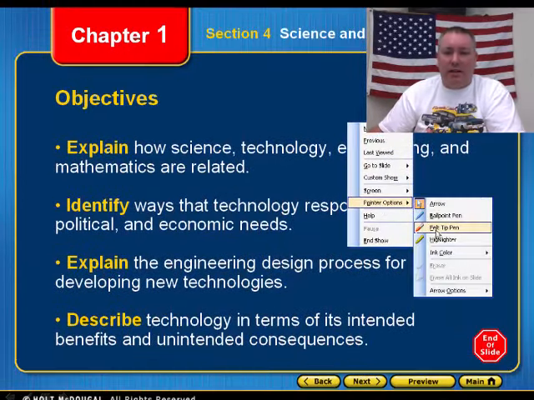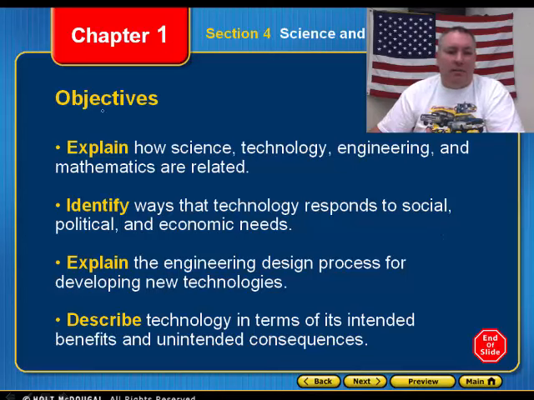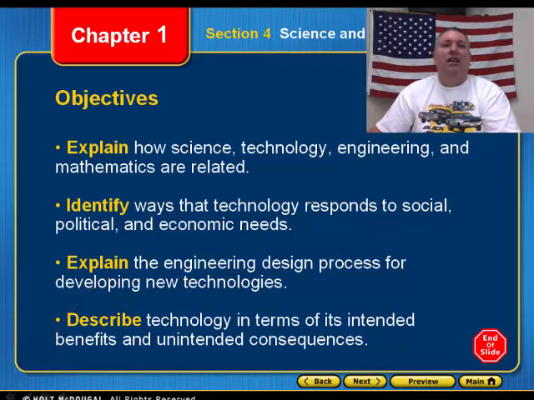All right, ladies and gentlemen, here are our objectives today. Number 1, we are going to explain how science, technology, engineering, and mathematics are related. Identify ways that technology responds to social, political, and economic needs. We're going to be able to explain the engineering design process for developing new technologies. And we'll also describe technology in terms of its intended benefits and unintended consequences. Dun, dun, dun. And here we go.